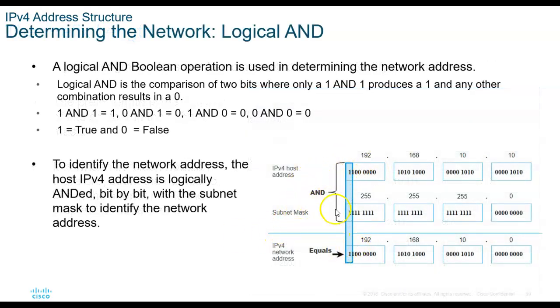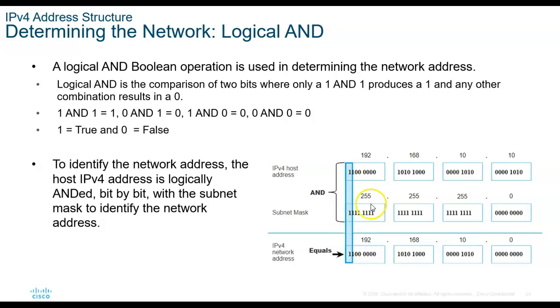Now, if we do the actual ANDing process, 1 and 1 is 1, and 0 and anything is 0. So 0 and 1 is 0, 1 and 0 is 0, and 0 and 0 is 0. So 1 is true and 0 is false. It's kind of like our on and off binary bits, right? So you look through this and you see 1 and 1 is 1.